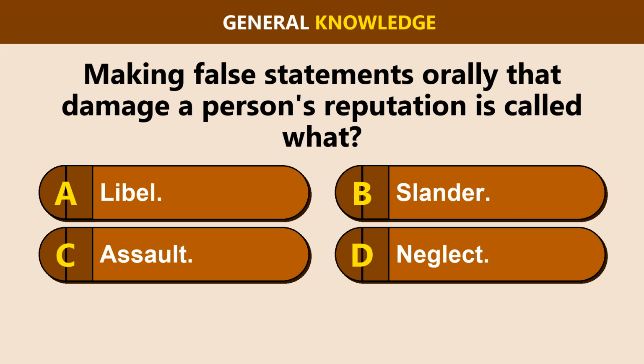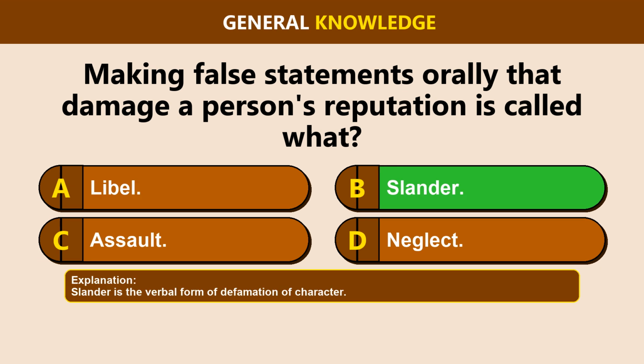Question 47. Making false statements orally that damage a person's reputation is called what? Option A, libel. Option B, slander. Option C, assault. Option D, neglect. The correct answer is option B, slander. Slander is the verbal form of defamation of character.